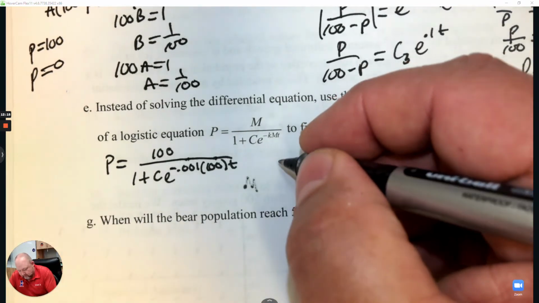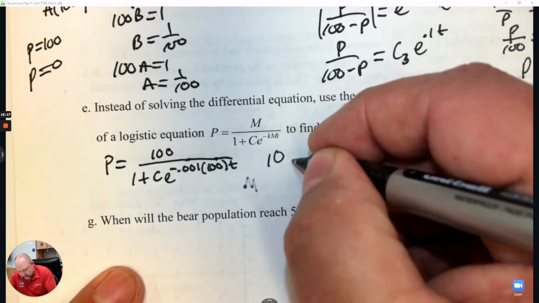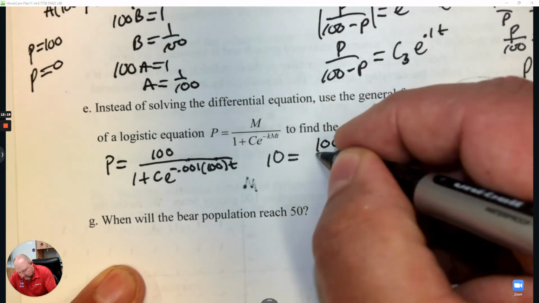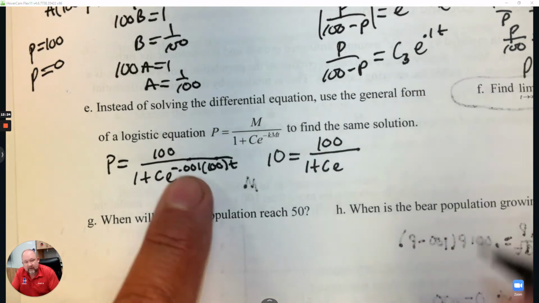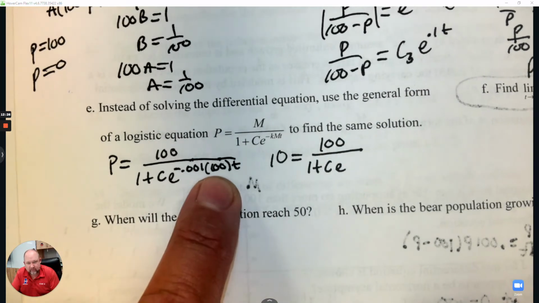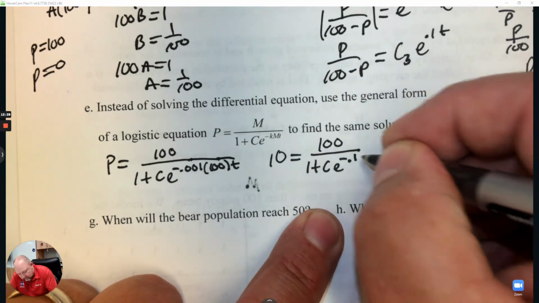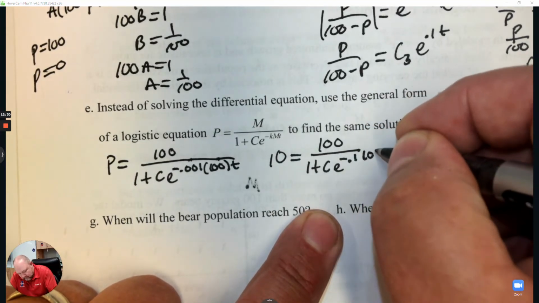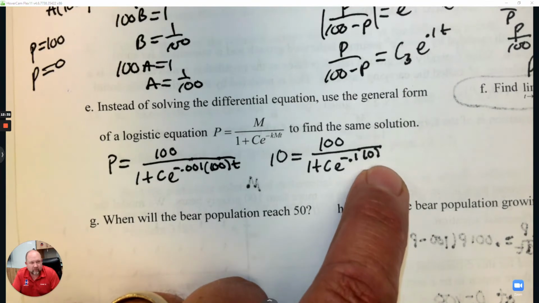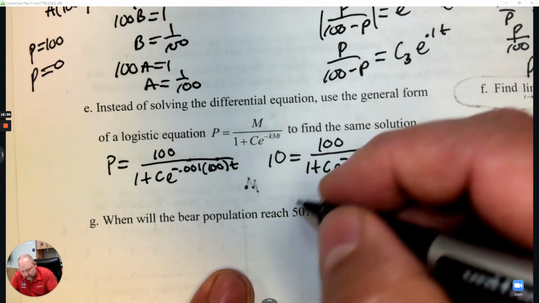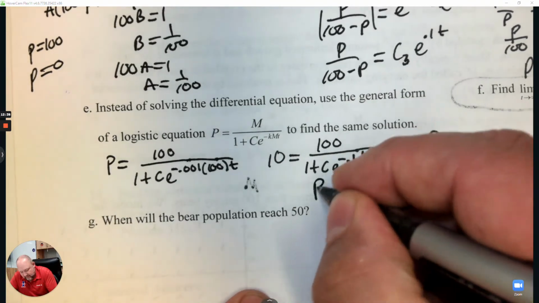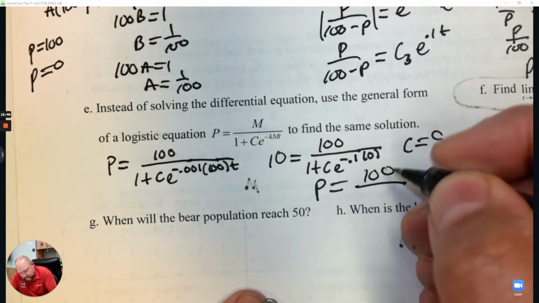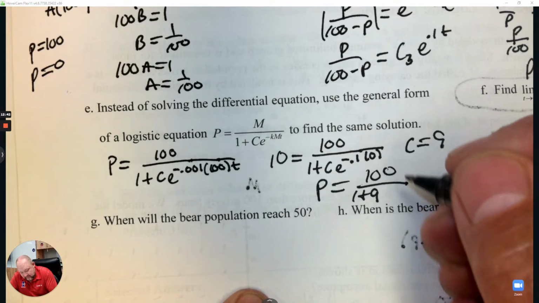So we started with, there was 10 bears to begin with. And we solved for C doing this. Negative 0.001 times 100. Move the decimal 2 to the right. And then if I plug in 0 for t and solve it, we get the same answer. C is equal to 9, and you get the same answers we just had. Easier, yes?